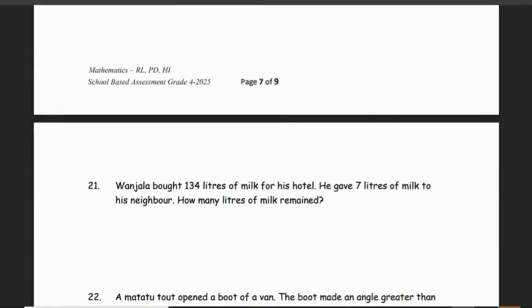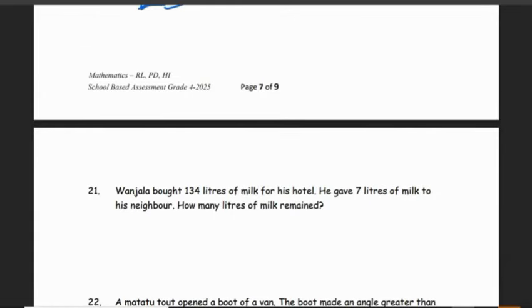Now let's go to the next question. Wanjala bought 134 liters of milk for his hotel. He gave 7 liters of milk to his neighbor. How many liters of milk remain?